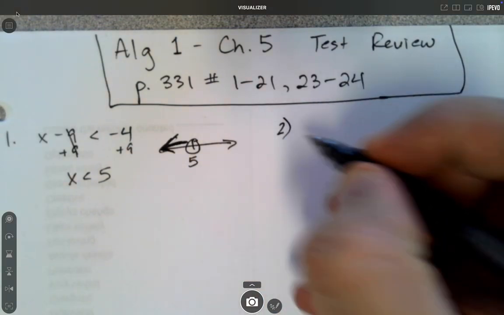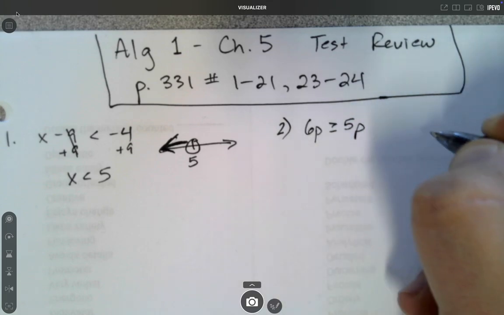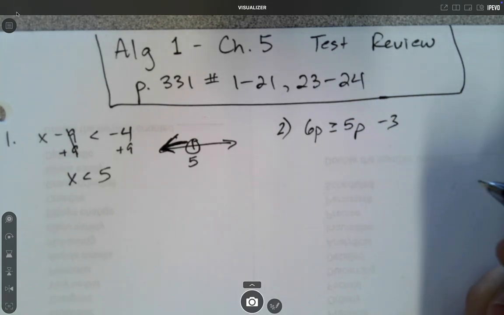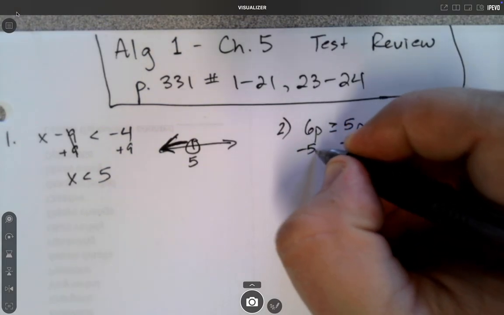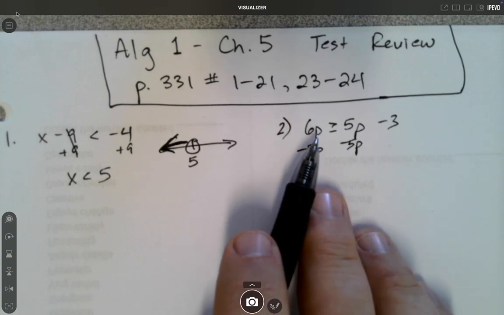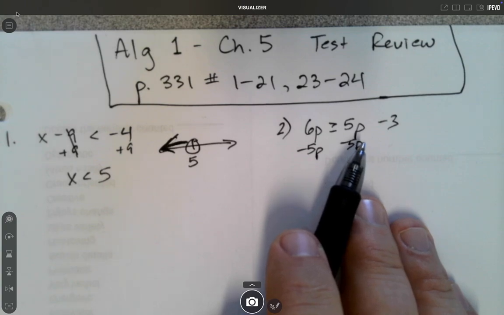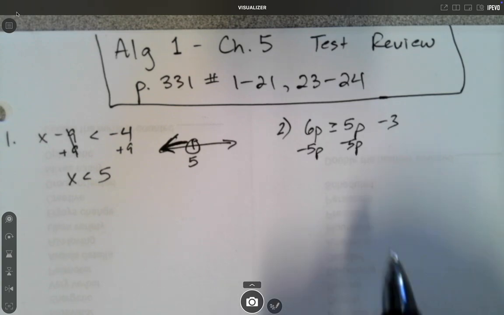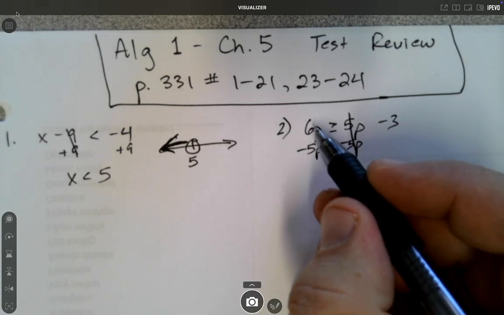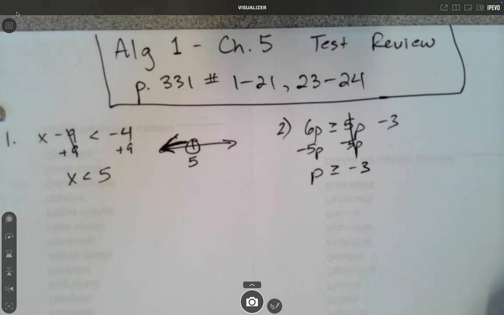Number 2, 6p greater than or equal to 5p minus 3. We need to subtract 5p from both sides because, if you notice, we have variables on both sides of the inequality. So the first step that's recommended is to combine the two terms that have the variable. So I subtracted 5p from both sides, cancels it out over here. 6p minus 5p is 1p. So I get p is greater than or equal to negative 3.